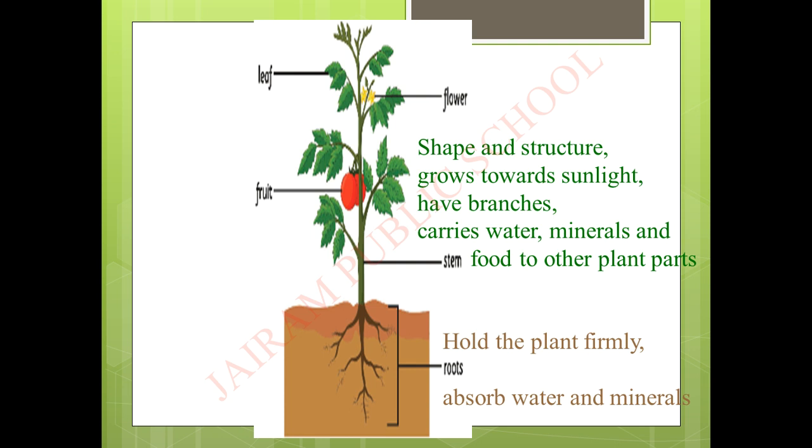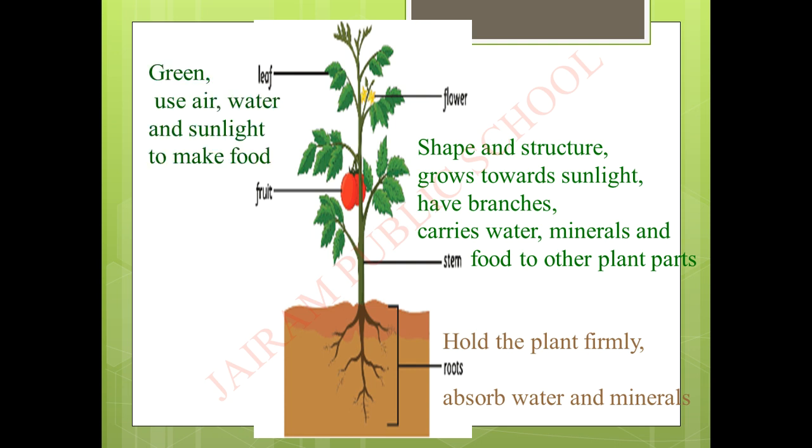The main function of the stem is that it carries water and minerals absorbed by the root to other parts of the plant. It carries the food prepared by the leaves to all parts of the plant. So these are the main functions of the stem.